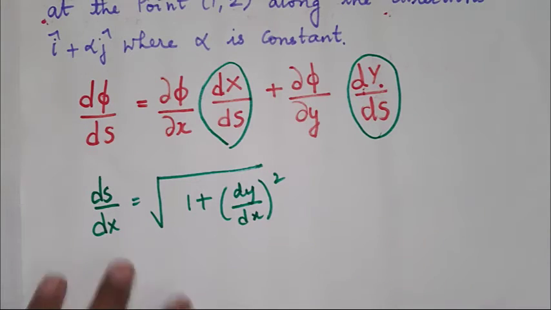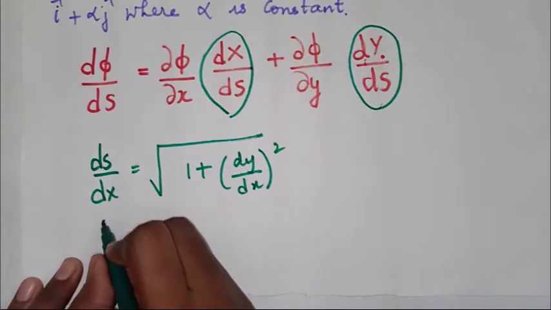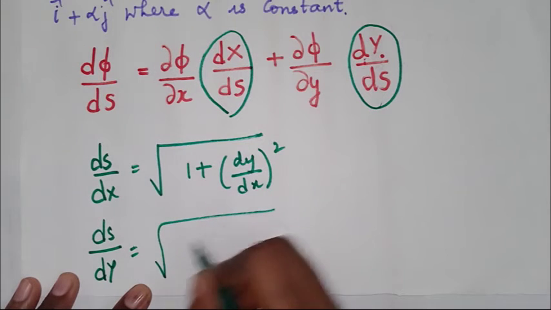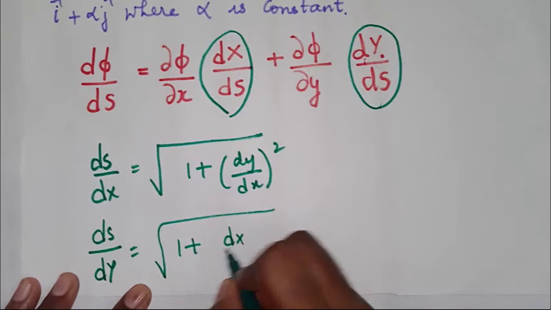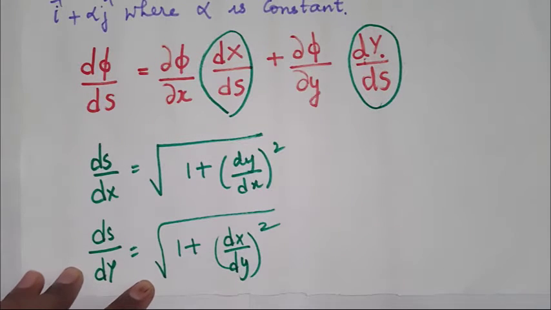This is a very simple term. This formula is very simple. How we can calculate this, I have given in the previous video. You can check the video in the description, right? So similarly you can just replicate the same formula for ds divided by dy which is equal to root of 1 plus dx divided by dy the whole square. So we have to calculate dy with respect to dx, and similarly dx with respect to dy.